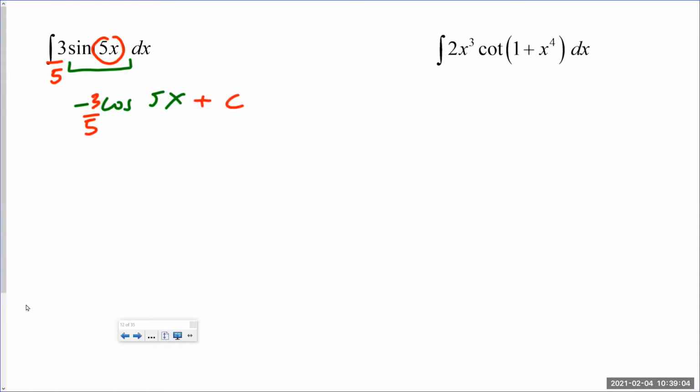Do you guys see the shortcut? That's what you can do. But again, the number one thing students do is forget to divide by 5. They think they can just say negative 3 cosine 5x. It's not okay because you have a u here. You need to take the derivative of it.